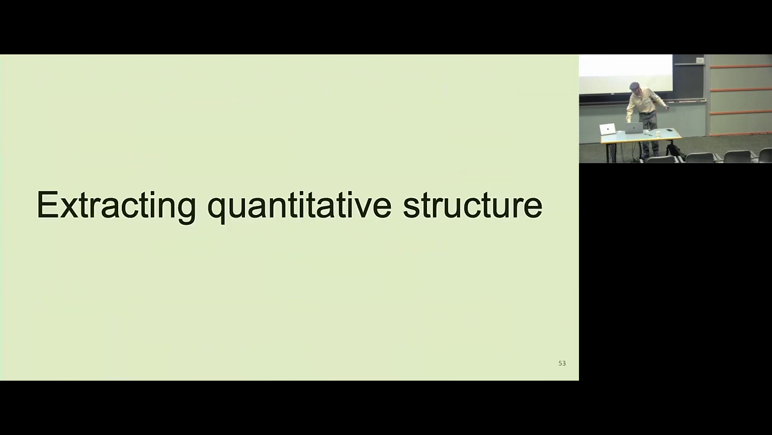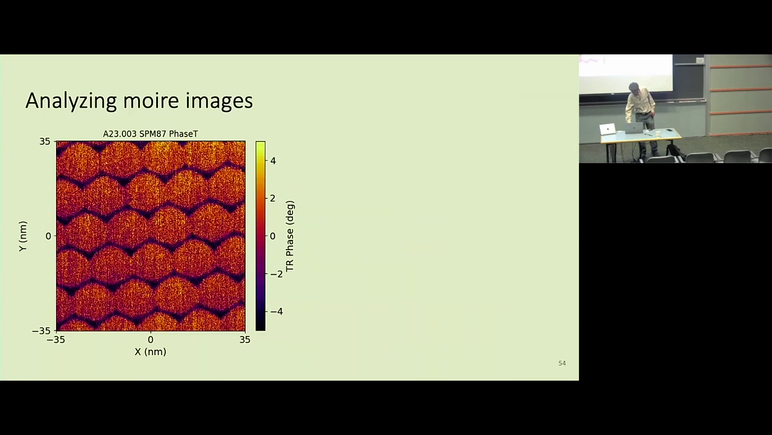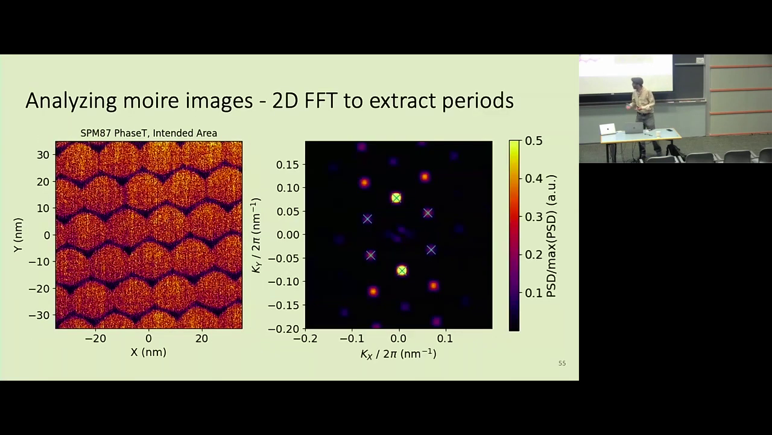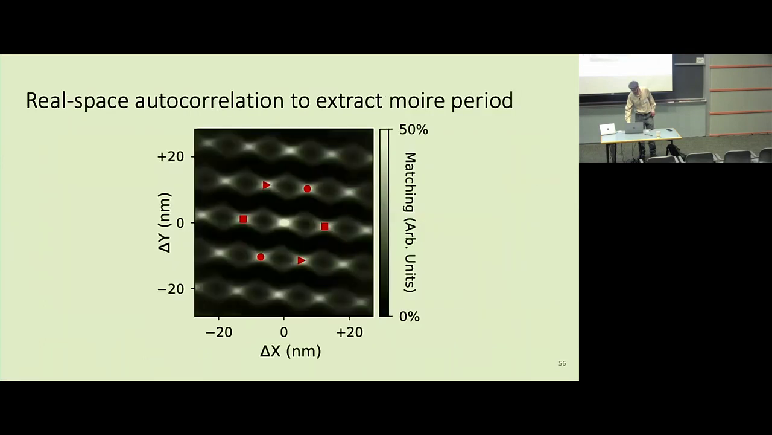And finally, I know I'm over, but I just want to say those are pretty pictures, and they do tell us a lot, but really what we want to know is quantitatively, what is the structure that we've made? And what I showed you so far wasn't really enough for that. We could take the Fourier transform of an image, and that gives us periods in different directions, and we can try to extract twist angle and strain, but there are distortions.